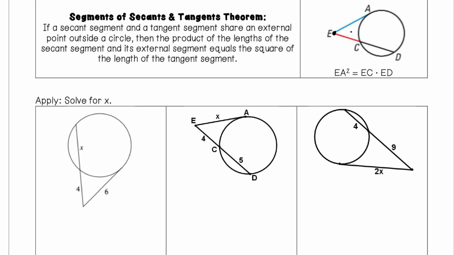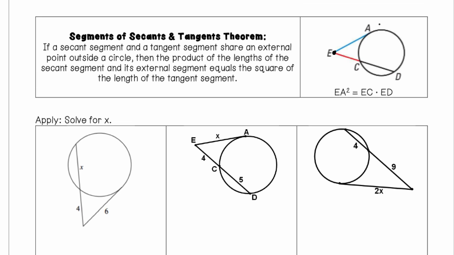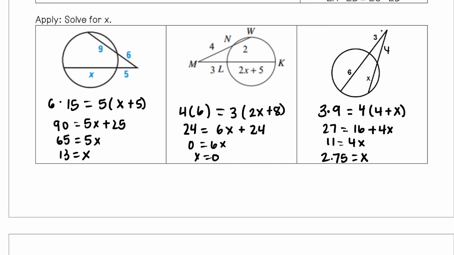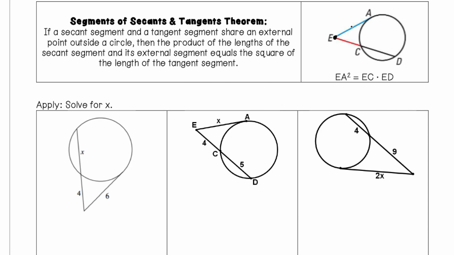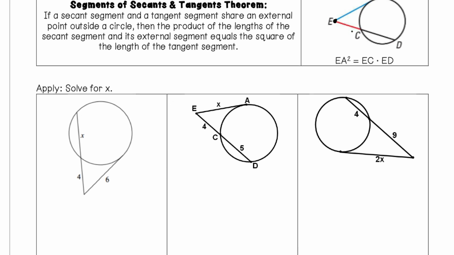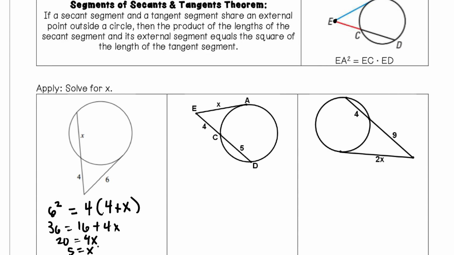And because we don't have that same internal part of the segment like we did above right here where we had like the 6, so we did 3 plus 6, now we're just going to be taking EC times ED and setting that equal to EA squared. So we're going to take our tangent length, which is 6 here, and square it, setting that equal to our external segment length of our secant times the entire secant segment, which is 4 plus x. So 36 should equal 16 plus 4x, 20 equals 4x, and we'll be left with 5 equals x.